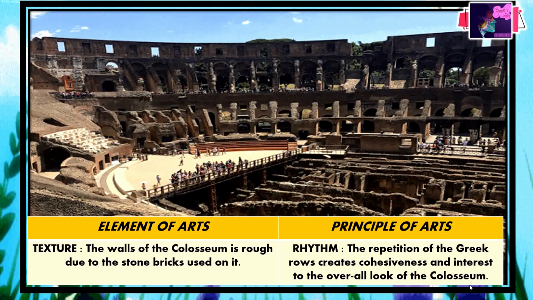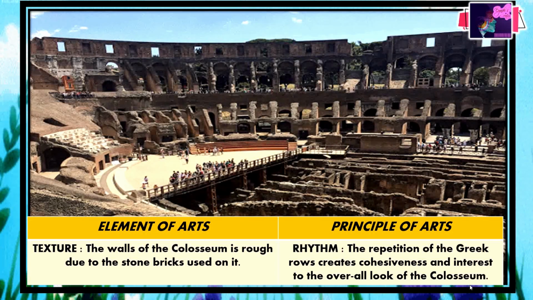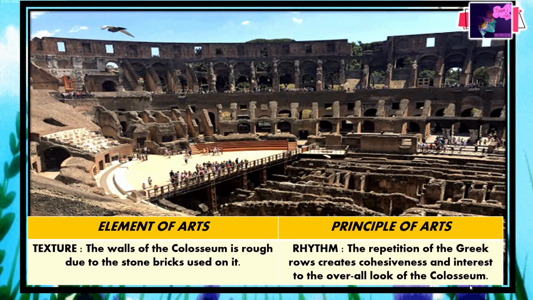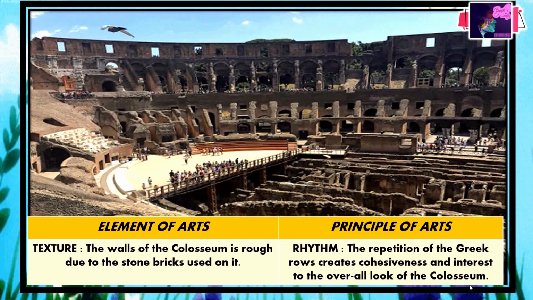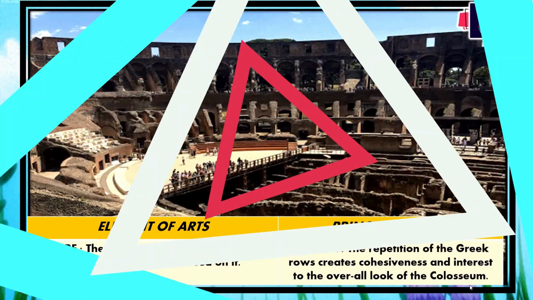Let's have now the elements and the principle. For the elements, we have the texture. The walls of the Colosseum are rough because they are made from stone bricks. And for our principle of arts, we have the rhythm. The repetition of the Greek arches created cohesiveness and interest to the overall look of the Colosseum.